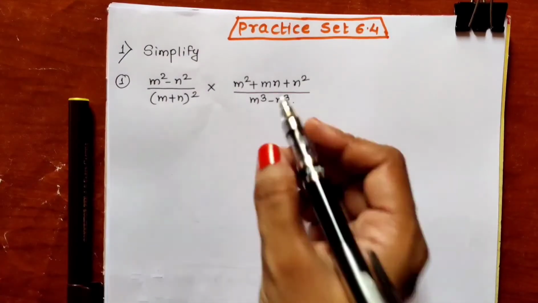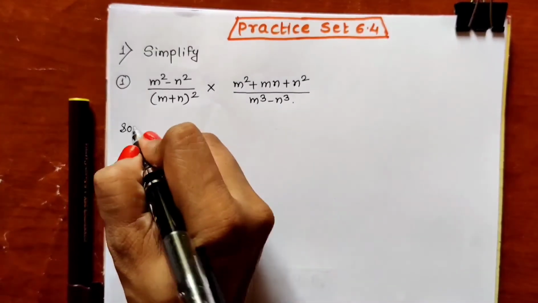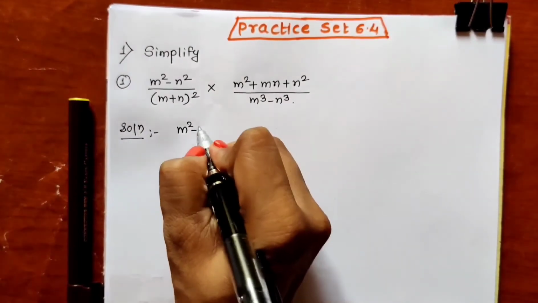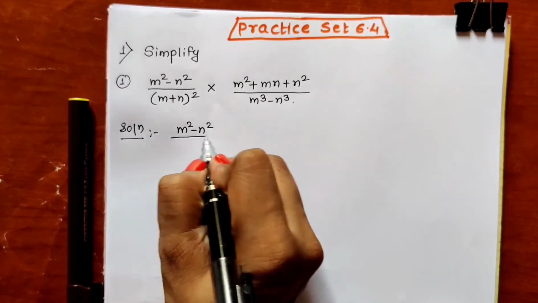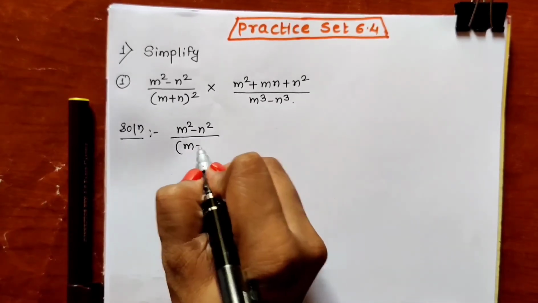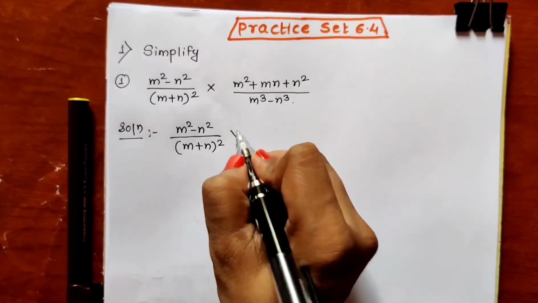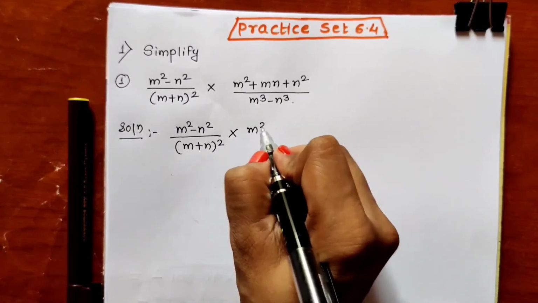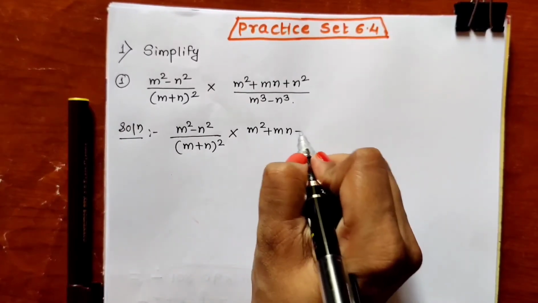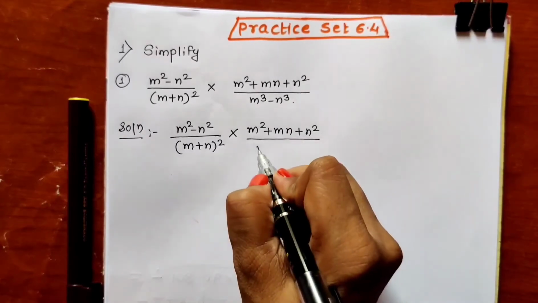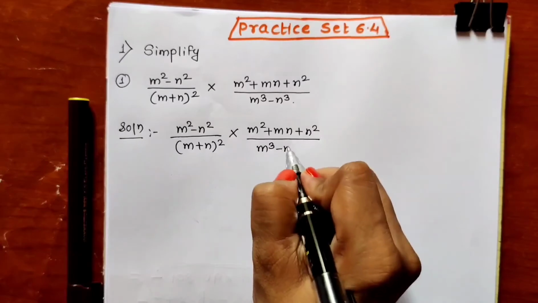First question I have written as it is. In the solution also we will have to write the question once again. It is m square minus n square. This is the first expression. Second expression is m plus n whole square in the denominator, multiplied by m square plus mn plus n square. Third expression, and fourth is again in the denominator, m cube minus n cube.